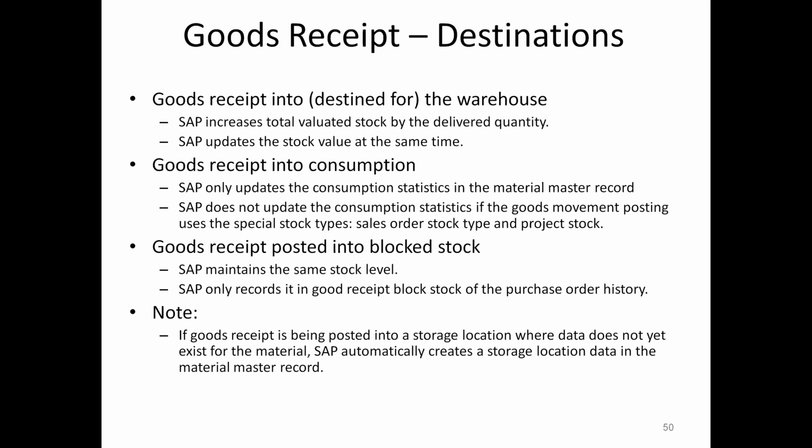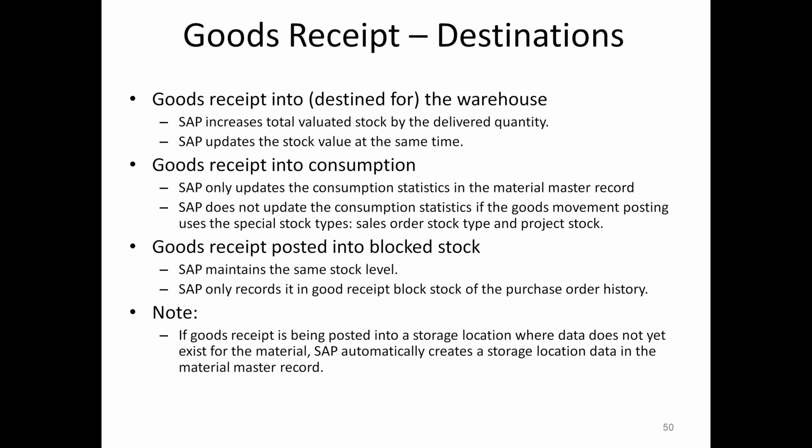That means goods receipt into consumption is basically there are purchase orders which are account assigned. That means you are procuring a material for a particular cost center. Then when you receive that material for a purchase order, it directly goes and consumes that for that particular cost center. The inventory is not updated.